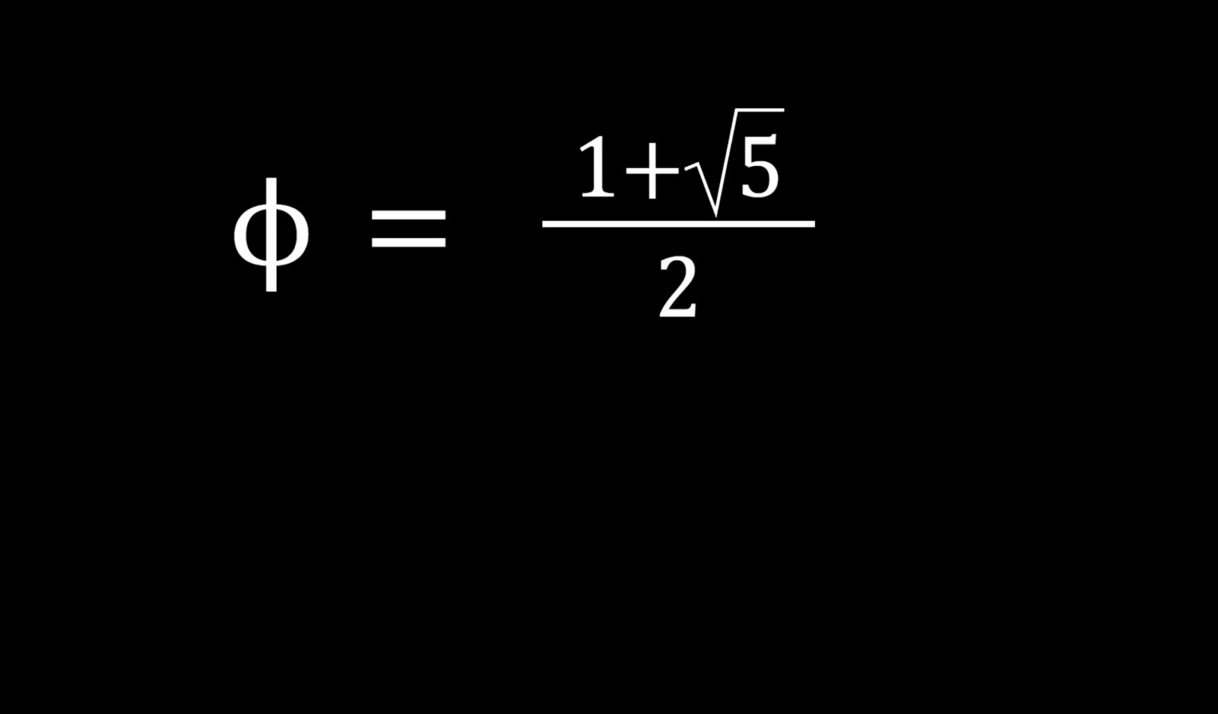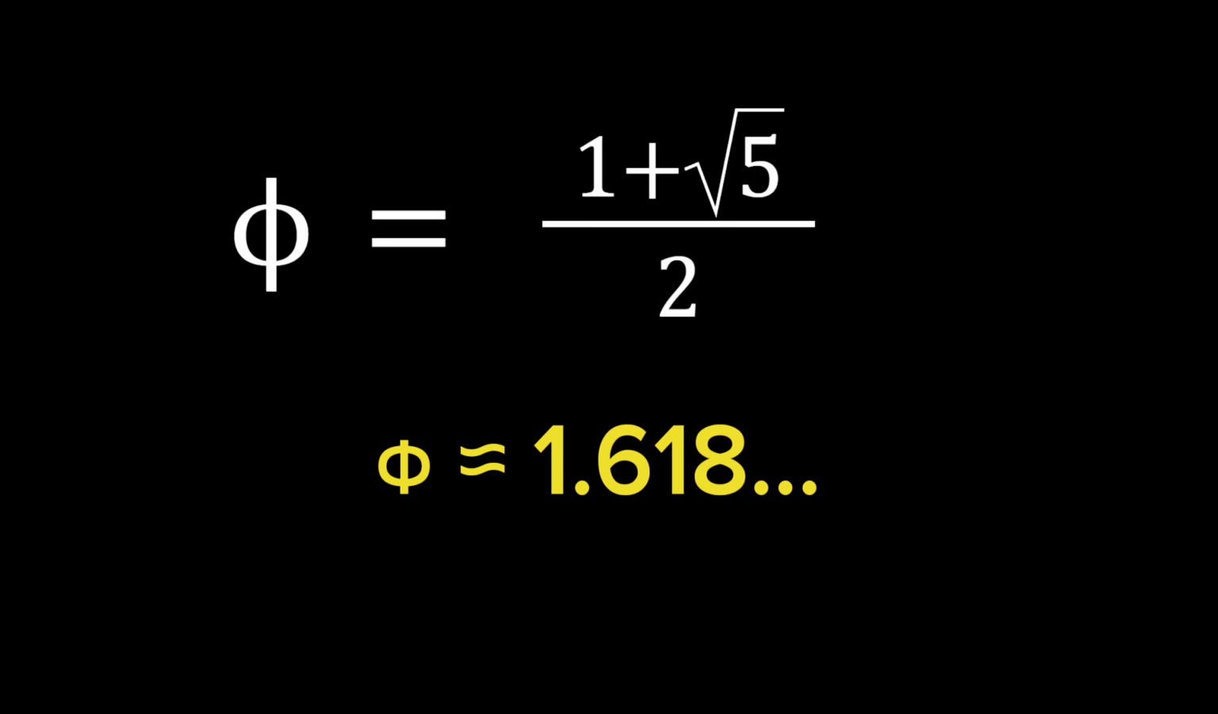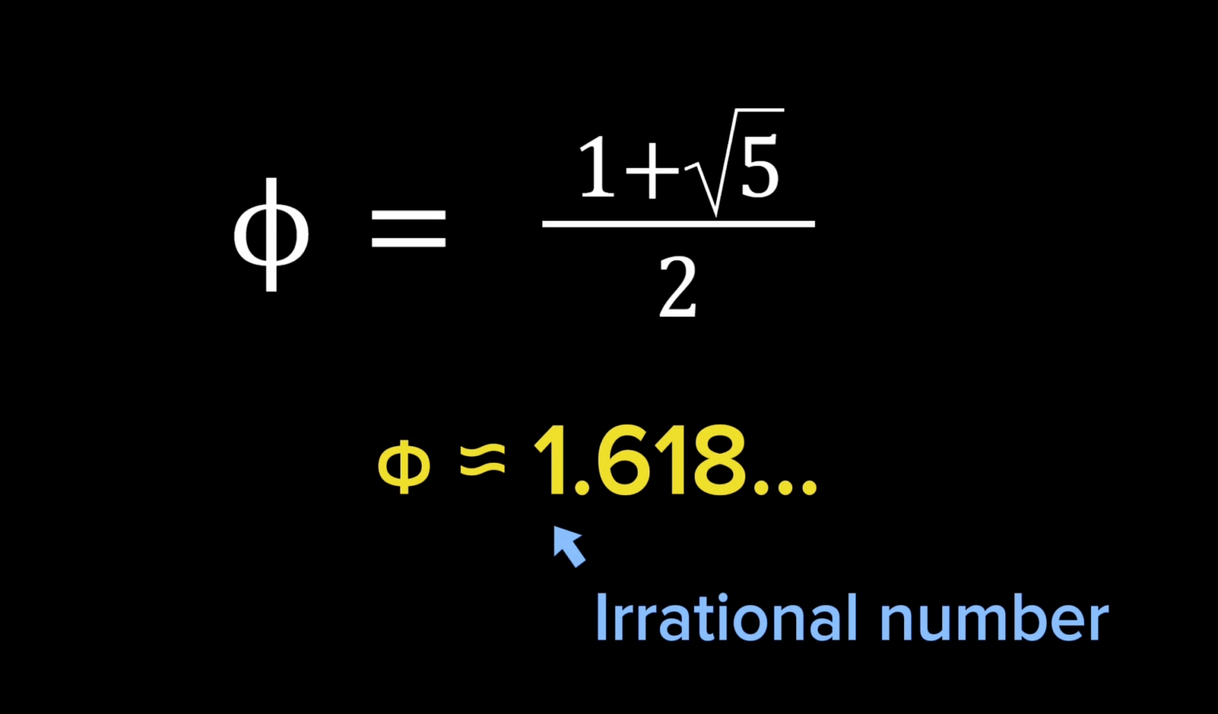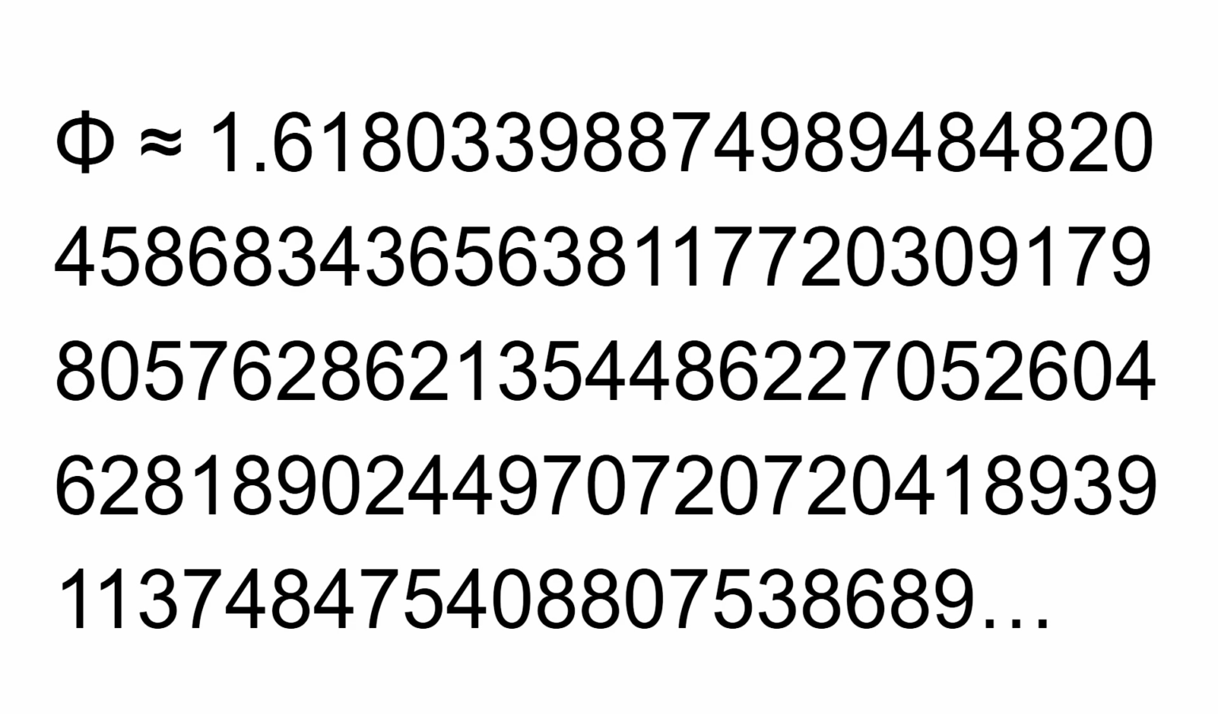The golden ratio, called phi, is a number defined in math as 1 plus the square root of 5 over 2. That comes out to about 1.618, and it's what's called an irrational number, meaning the decimal goes on forever.